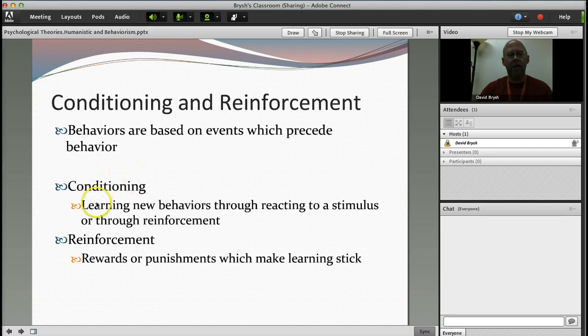Conditioning allows you to learn new behaviors through reacting to a stimulus or through reinforcement. So there are two ways that you can be conditioned. Just your basic instinctual reaction. You touch a hot stove and it's hot, and you go, hot, right? That's a reaction. That's a behavior, and that was reacting to a stimulus, right? Touching a stove and going, hot.